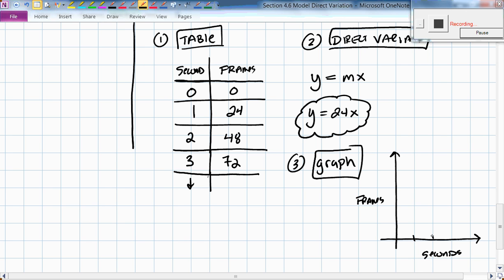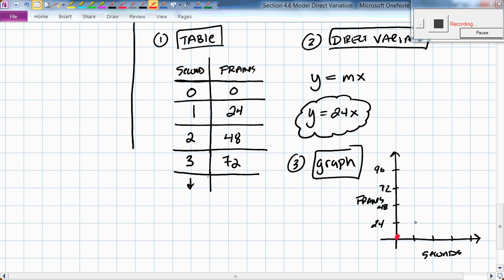So that's 1 second, 2 seconds, 3 seconds, 4 seconds, and so on and so forth. And these are my frames. How do you want to scale the frames axis? 24s? Okay, all right. So 24, then 48, then 72. What's after 72? What would it be? 96? Okay, good.